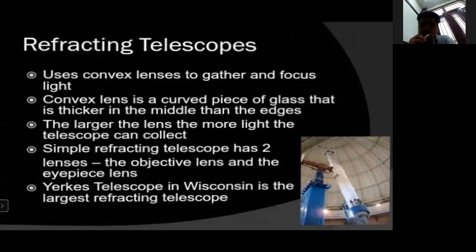Refracting telescope. A refracting telescope uses convex lenses to gather and focus light. A convex lens is a curved piece of glass that is thicker in the middle than at the edges. The larger the lens, the more light the telescope can collect. A simple refracting telescope has two lenses, the objective lens and the eyepiece. Yerkes telescope in Wisconsin is the largest refracting telescope.